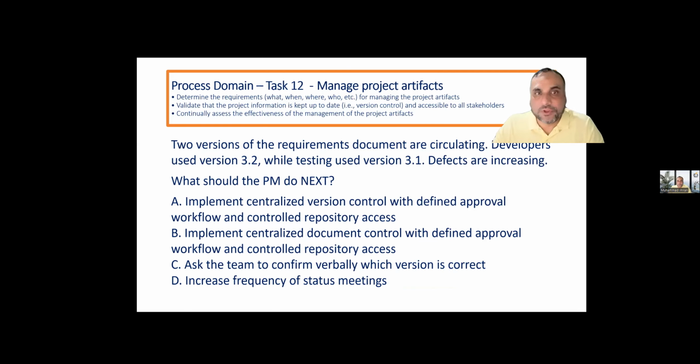Two versions of the requirement document are circulating. Developers use version 3.2 while testing uses version 3.1. Defects are increasing. What should the PM do next? Read the options and answer them, please.